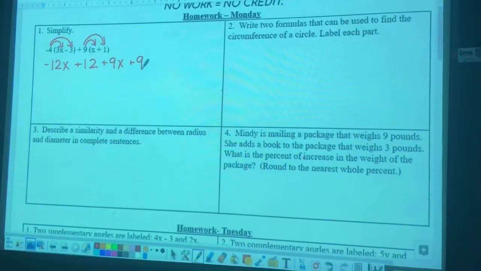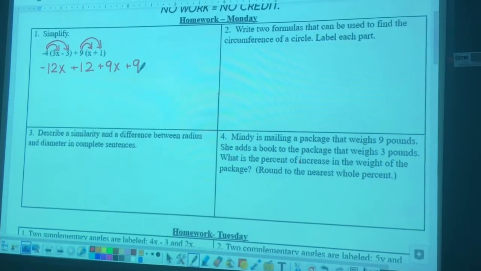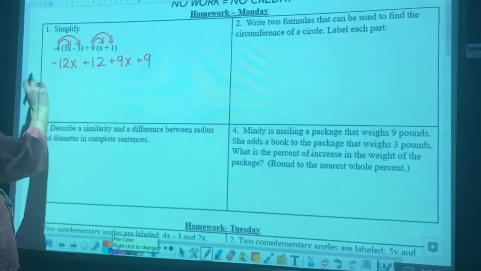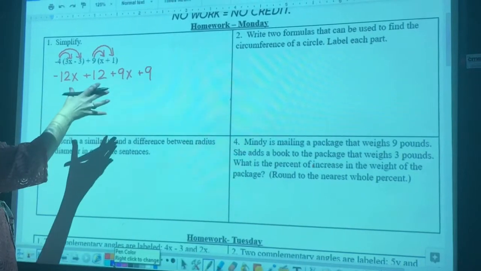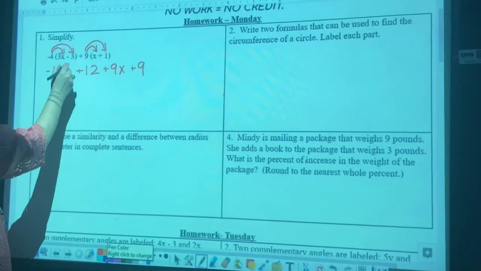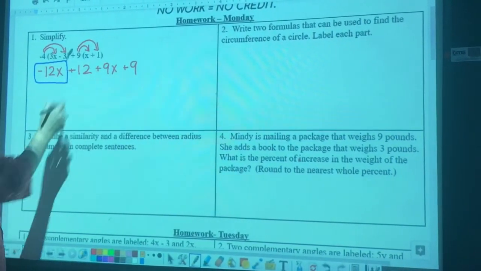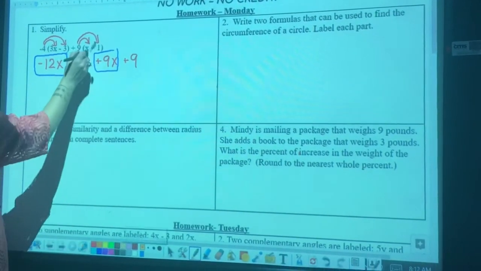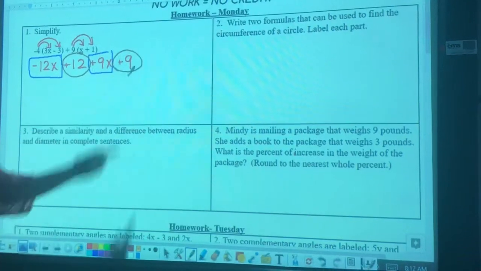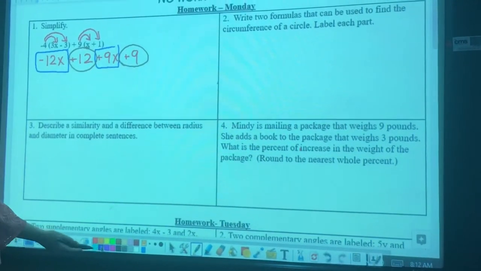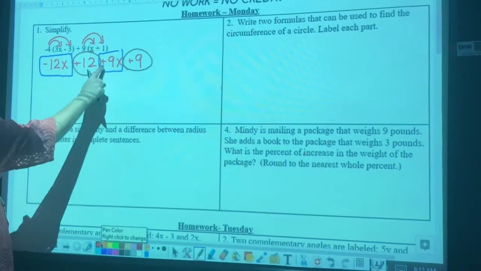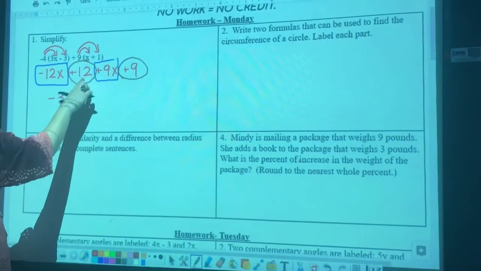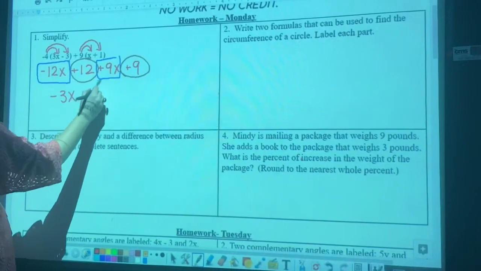Now, at this point, I could go ahead and either do chart method or shapes method to combine like terms. I'm going to use shapes because there's not a whole lot here that I need to worry about putting in a chart. So I'm going to box my 12x, box my 9x, and then circle my two constants, my 12 and my 9. Going back to my regular color, -12x plus 9x is -3x, and then 12 plus 9 is a plus 21.